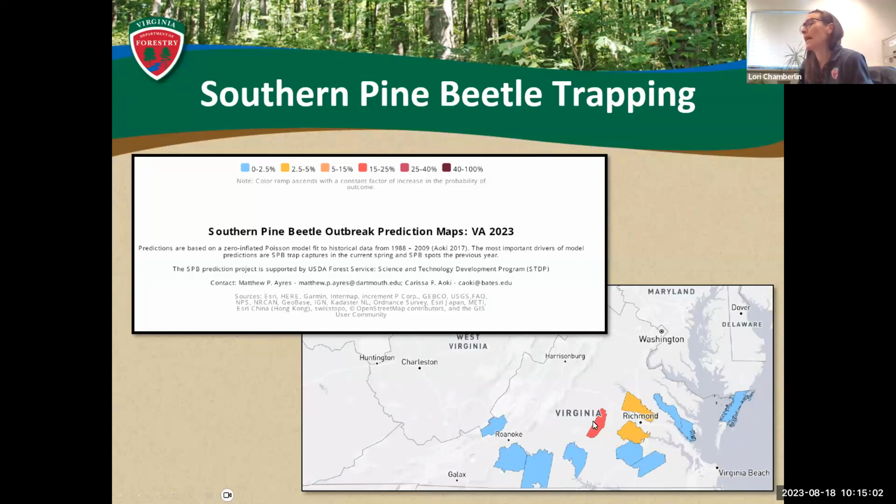And so you can see the county highlighted in red here. This is Chamberlin County, which has the highest probability that there will be a southern pine beetle outbreak in that county. And then the counties in orange, this is Hanover and Chesterfield. They also were alerted as having a higher probability of a southern pine beetle outbreak. So these are counties that we will definitely continue to monitor in the future. And we do this trapping every year just to try to understand more about southern pine beetle in Virginia and where we should be focusing our monitoring efforts.